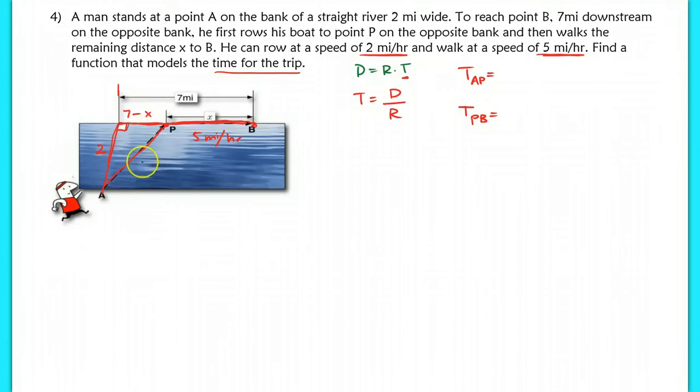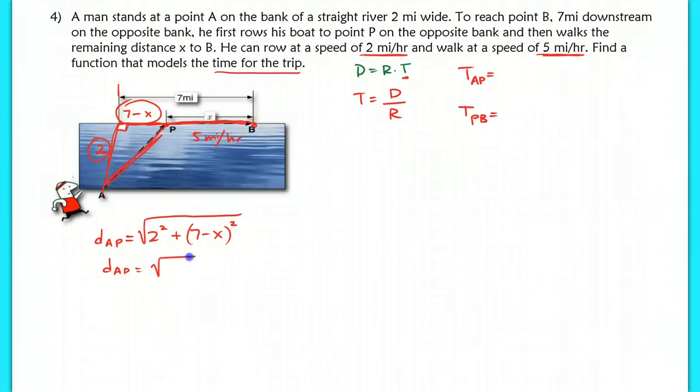So if we wanted to express the distance that he actually rows his boat from A to P, this overall distance, we are going to use the Pythagorean Theorem, and the sum of this squared plus this squared is going to equal our distance squared. So the distance from A to P is given by 2 squared plus 7 minus X squared, but we need to take the square root of that. So this is the distance from A to P, and that's the square root of 4 plus 7 minus X squared.